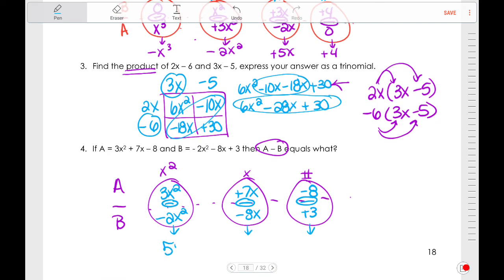And when I do that, I get 5x squared plus 15x, take away 11. And again, that's my final answer. Can't combine like terms, so that's it.